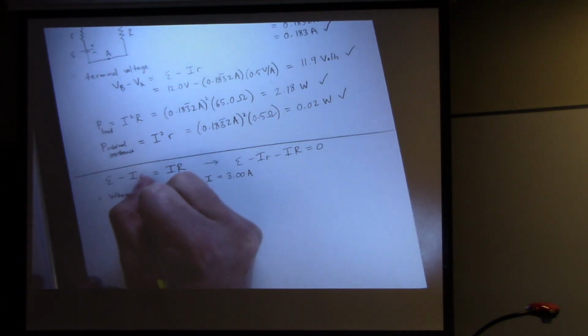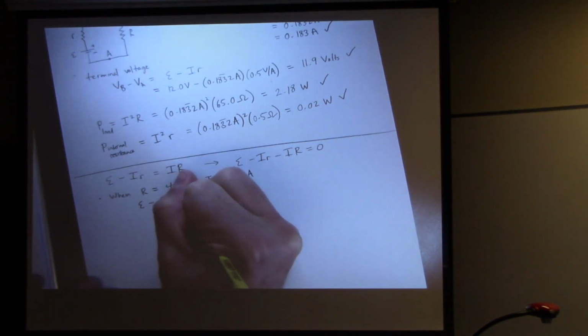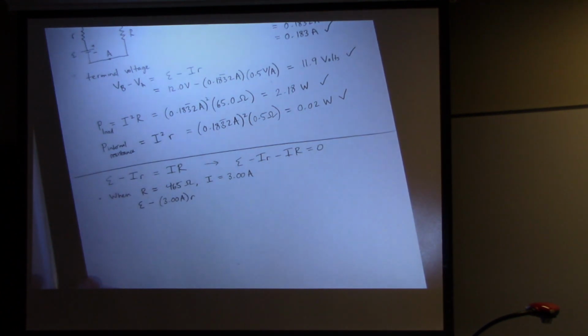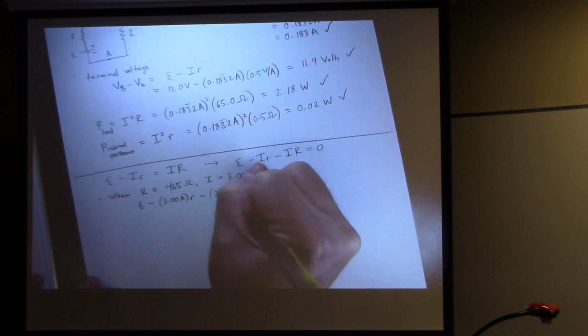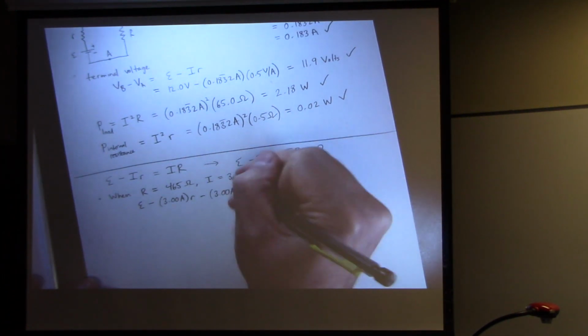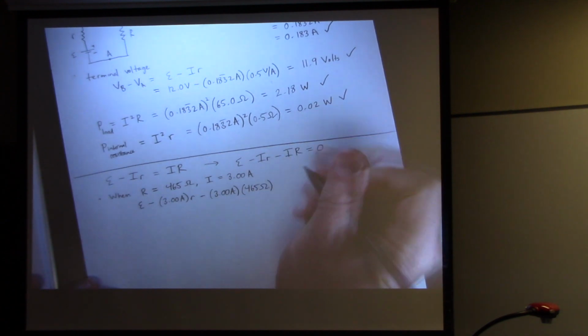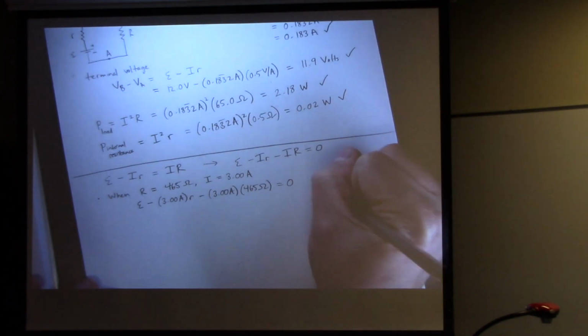So we have epsilon, don't know that, minus I, which is 3 amps, times little r, minus that same I, which is 3 amps, times big R, which we do know is 465 ohms, equals 0. So that's one equation we have. Let's call it equation 1.